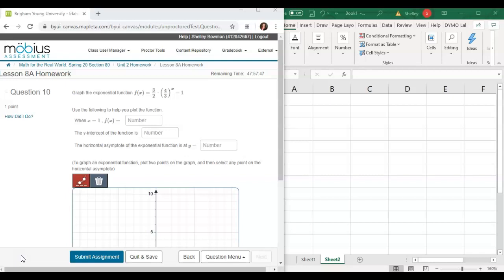When x equals 1, f of x equals, the y-intercept of a function is, the horizontal asymptote of the exponential function is at y equals, and then graphing. So the first thing I want to do is find when x equals 1. Now the reason they picked that is because it's a really nice, easy number to find for us.